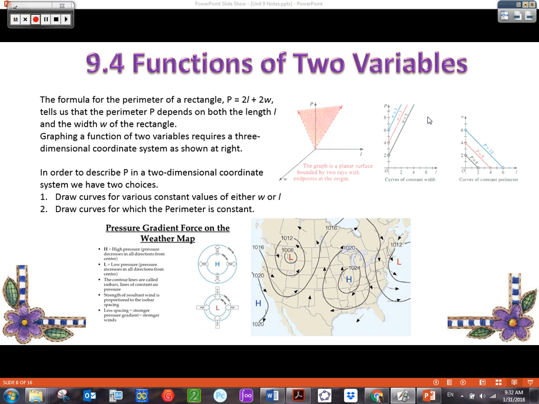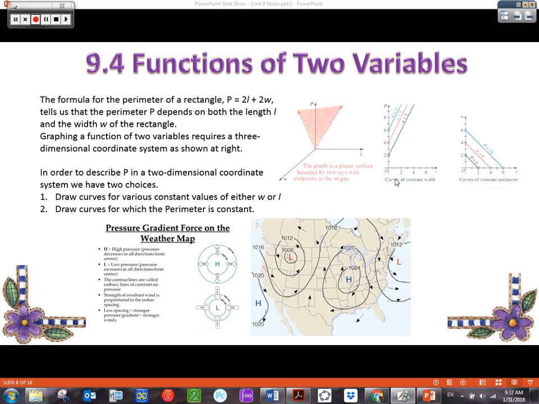And then I could do that same scenario with a width of 2. If the width was 2 and my length changed, let's say to 2, then what would my perimeter be, and so forth. So that's one way that we could depict a three-dimensional object in 2 dimensions.